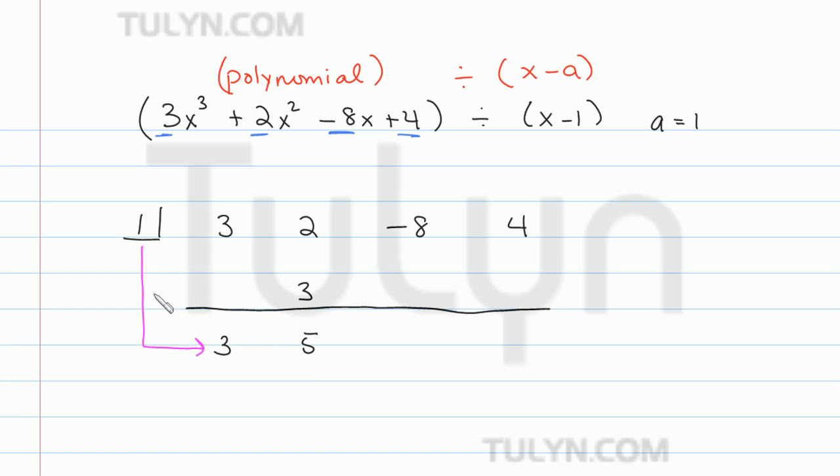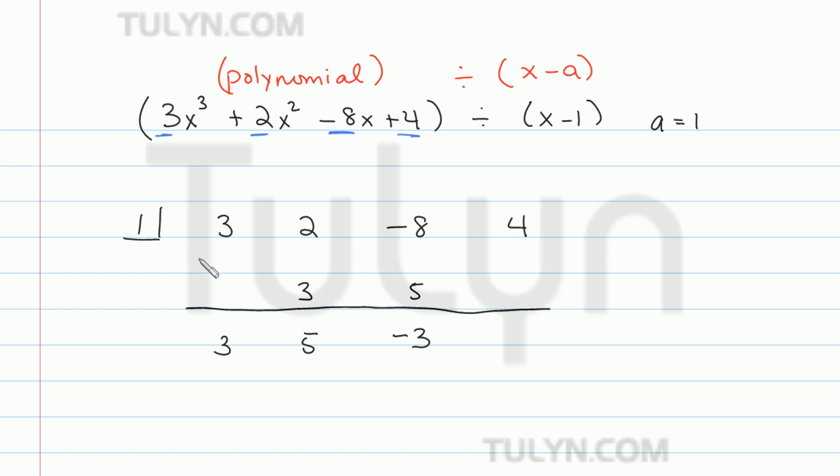So then we basically do this again, except now we're going to be using the value 5 instead of 3. So we want to take 1, multiply it by 5, and put it in the next slot. So 1 times 5 is going to be 5. So then when we add negative 8 and plus 5, we're going to get negative 3.